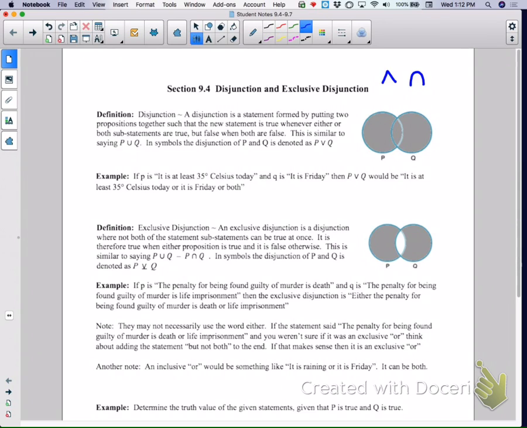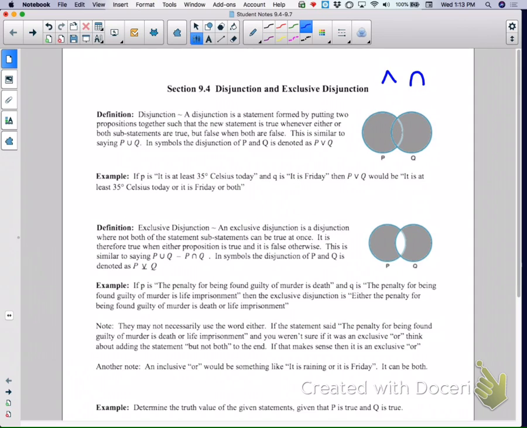So, for example, if P is, it is at least 35 degrees Celsius today, and Q is, it is Friday, then P disjunction Q would be, it is at least 35 degrees Celsius today, or it is Friday, or both. Now, the or both, I think you'll see that in the statements. I would definitely put it in there just to make sure that it's clear. We'll look at a similar one here in a minute.